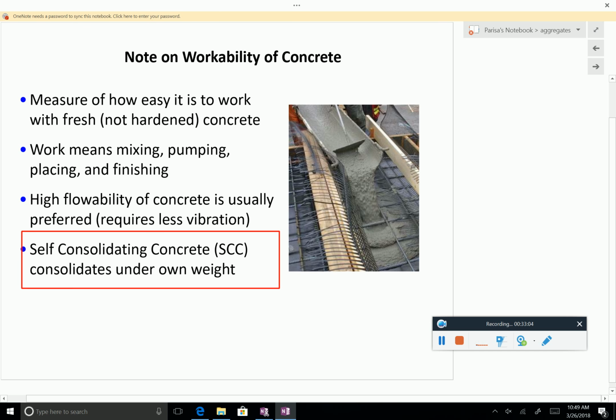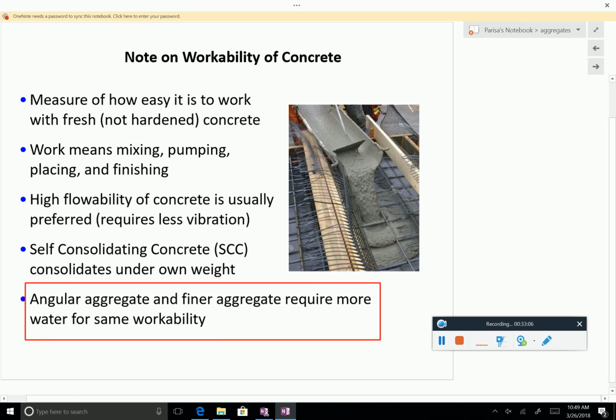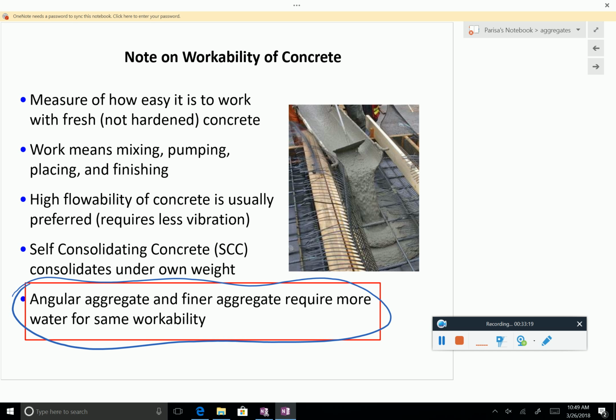Some concrete mixes are self-consolidating, and if you use angular aggregates you can also achieve workability, but you need to add a lot more water. So you will see in concrete mix design that we need to limit the amount of angular aggregates in concrete.